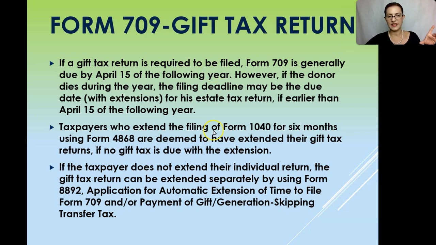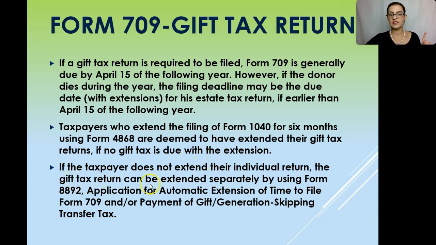If a taxpayer extends their own tax return with a Form 4868, then the gift tax return is deemed to have been automatically extended as well. So this is a little bit weird here. If you have a Form 1040 filer, an individual taxpayer, and they extend their Form 1040 for 6 months using the Form 4868, then they are deemed to also have extended their gift tax return, assuming that no gift tax is due with the extension.